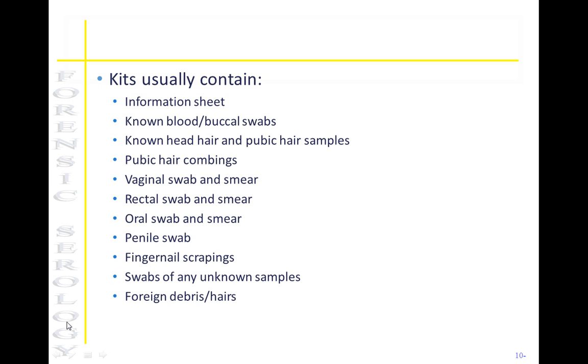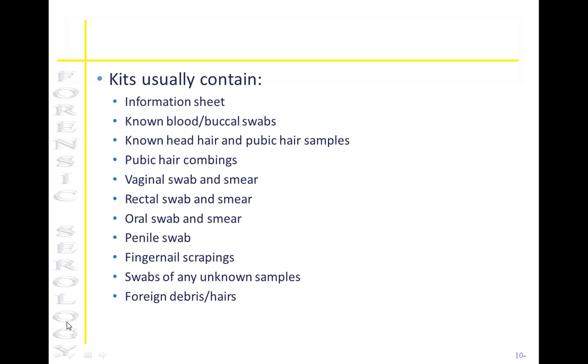Buccal swabs are the swabs that will be taken from the inside of the mouth, the cheek area. There are also usually envelopes or Ziploc bags that allow for the collection of known head hair and known pubic hair from the individual, and then a separate container that could contain any pubic hair combings. Depending on the victim, there may also be a vaginal swab and a vaginal smear, a rectal swab and a rectal smear, and in some instances oral swabs and oral smears.